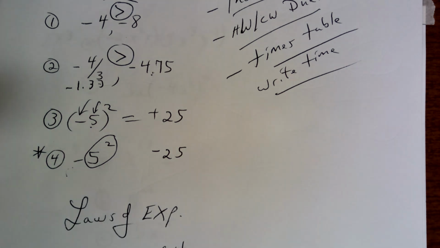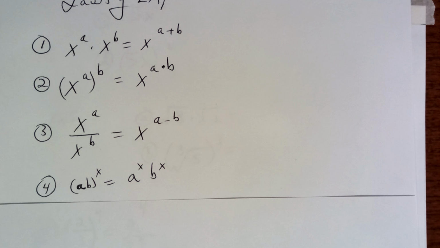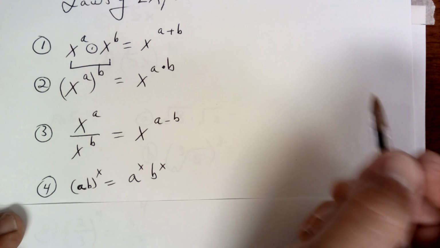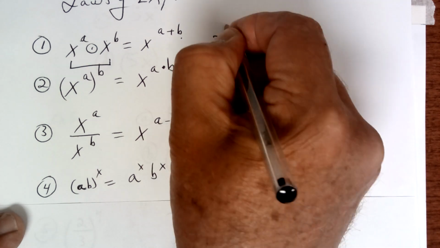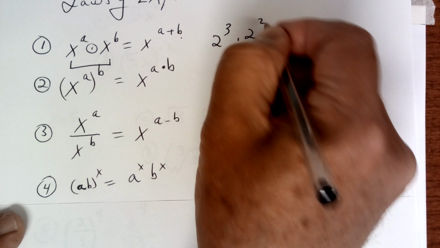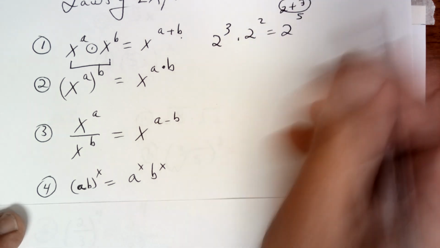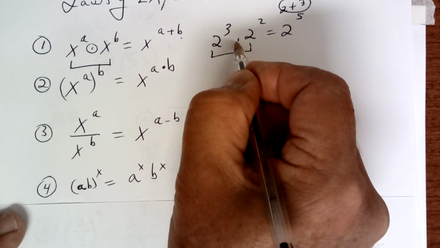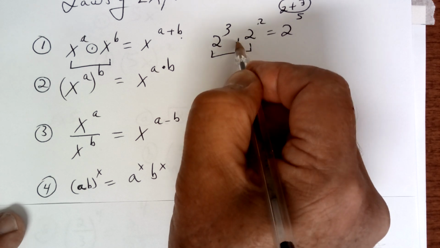Laws of exponents. Copy all of this down, and you need to memorize this. When you multiply and have the same base, you add the exponent. What would that look like? It would look like 2 to the third times 2 to the second equals 2 to the fifth power, because it's 2 plus 3. You have the same base, you're multiplying, therefore you add these. Two conditions: multiply and same base.